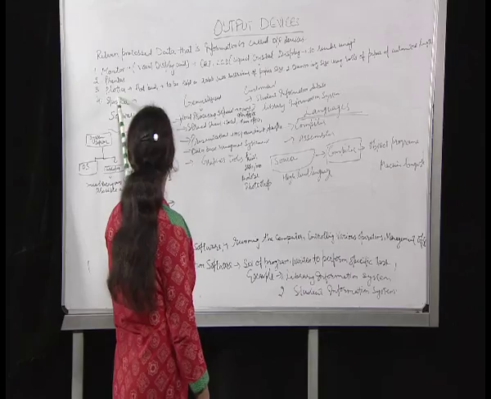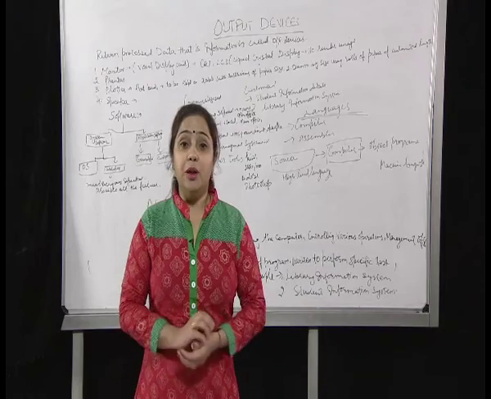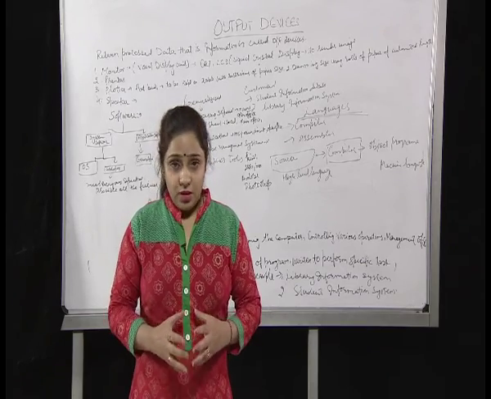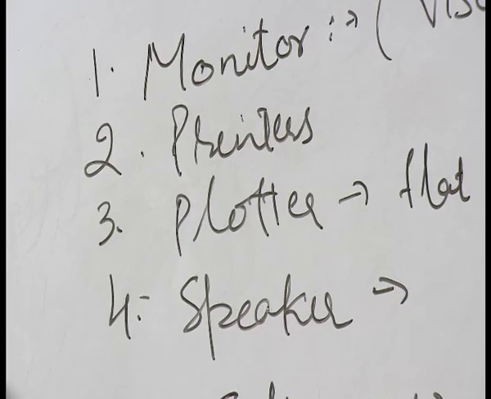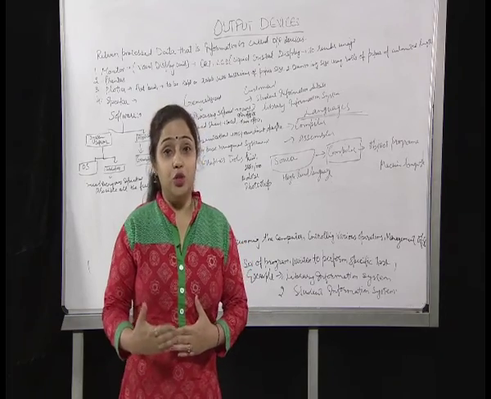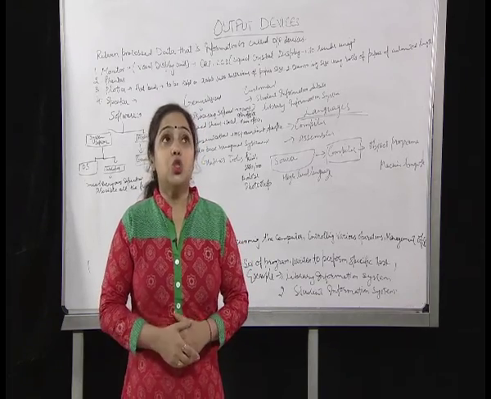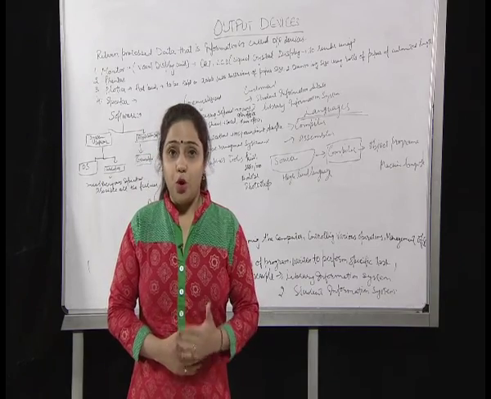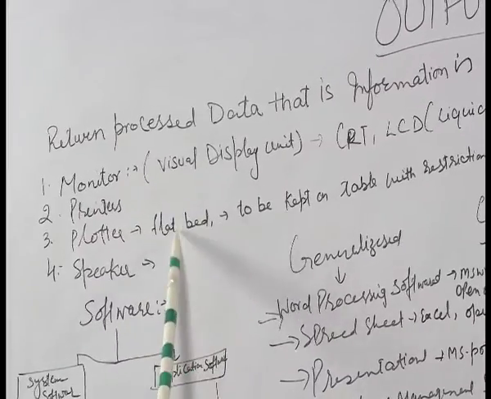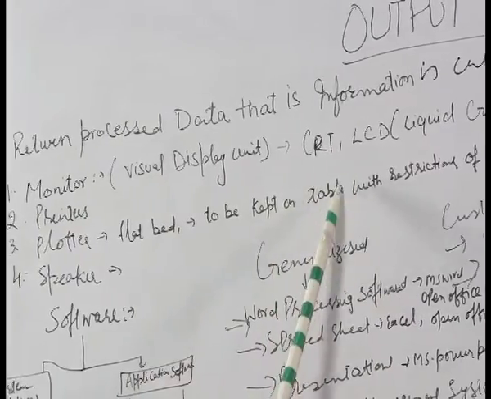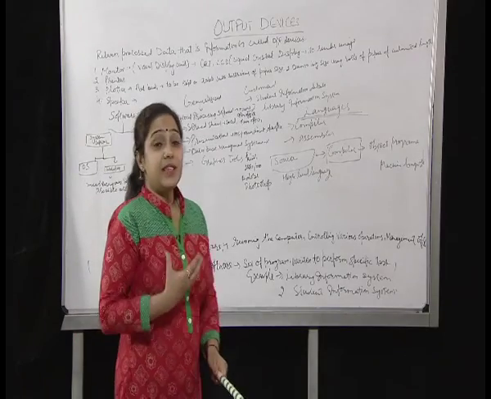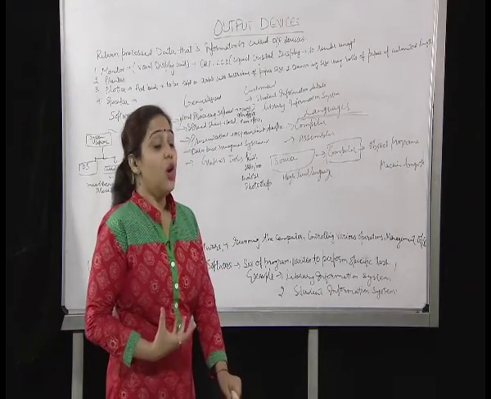The next one is the plotter. What is a plotter? A plotter is an important output device, basically used to print big images of a file. It is used if we have big images or big files of more than 1000 MB. We have two types of plotter, and one is the flatbed. A flatbed is kept on a table, so it has restrictions of paper size and some limitations in use.